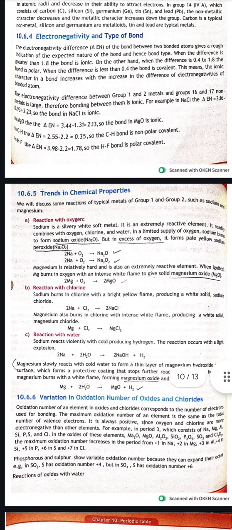Okay, moving towards electronegativity and the type of bond. The electronegativity difference between two bonded atoms gives a rough indication of the expected nature of the bond and hence the bond type. When the difference is greater than 1.8, the bond is ionic. When the difference is between 0.4 and 1.8, the bond is polar, and when the difference is less than 0.4, the bond is covalent. So this means the ionic character of a bond increases with an increase in the difference of the electronegativities of the bonded atoms.